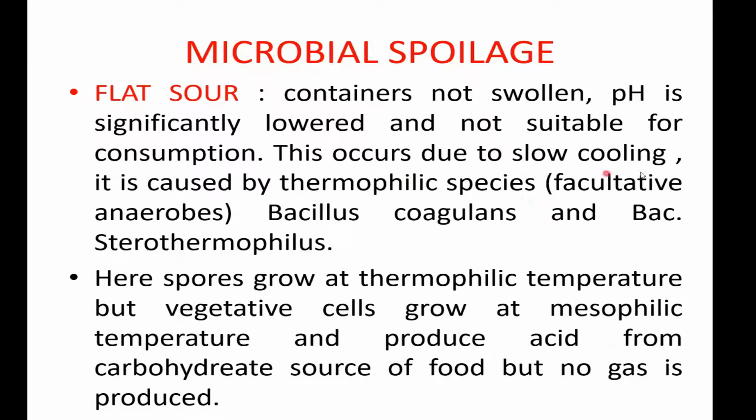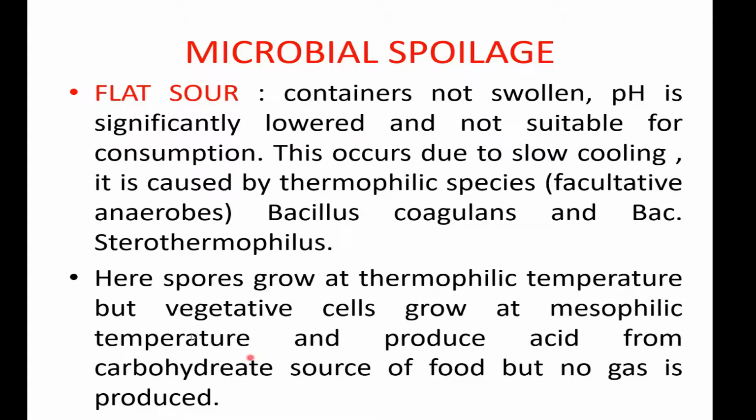And if you are not cooling it properly, what happens is the thermophilic species or the facultative anaerobes, that is Bacillus coagulans and Bacillus stearothermophilus. So remember that, Bacillus coagulans and Bacillus stearothermophilus. Here the spores will start growing. The spores grow at the thermophilic temperature, because you are not doing the cooling immediately. What happens? It's more than 40 degrees centigrade. So at that temperature, it will be more favorable for the spores to germinate, and they will multiply.